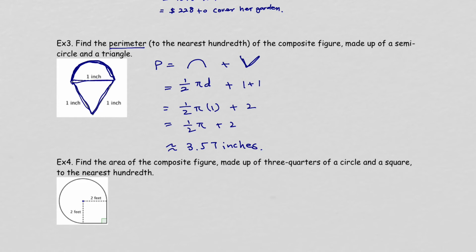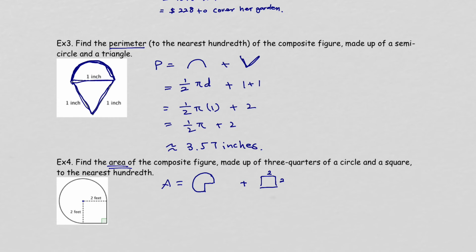Let's try one more. This time you have a circle, right? A circle with a square on a corner. So what you need to do is find the area of the 3/4 of the circle first, and then you add that square. And that square is 2 times 2.